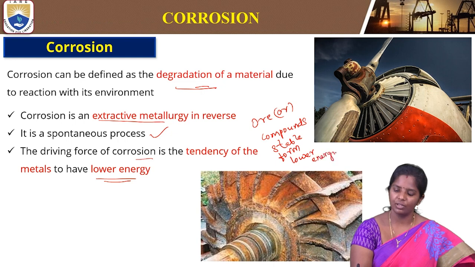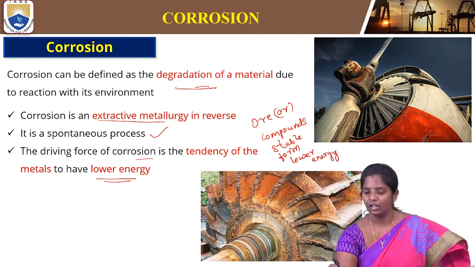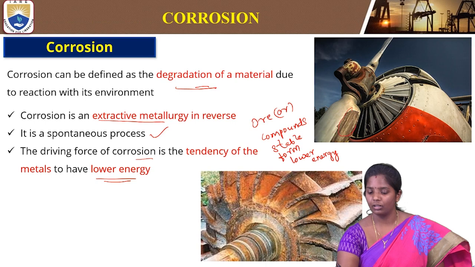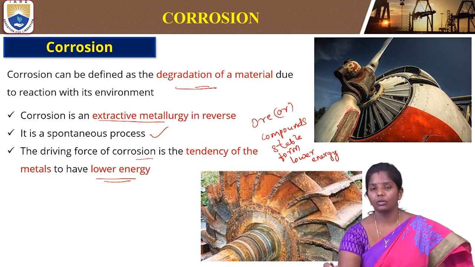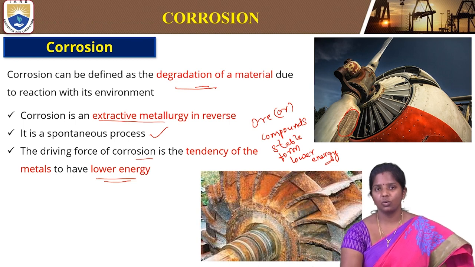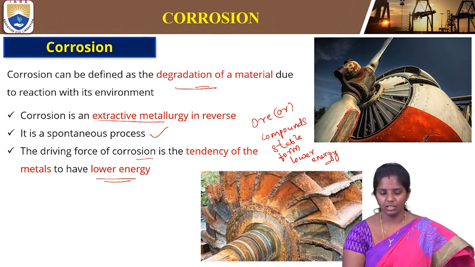As we see from these figures, this aircraft propeller is corroded a lot. The metal always tends to go to its lower energy state, but due to corrosion, defects form in the metal, and it causes damage to that particular part. So these are some of the examples.